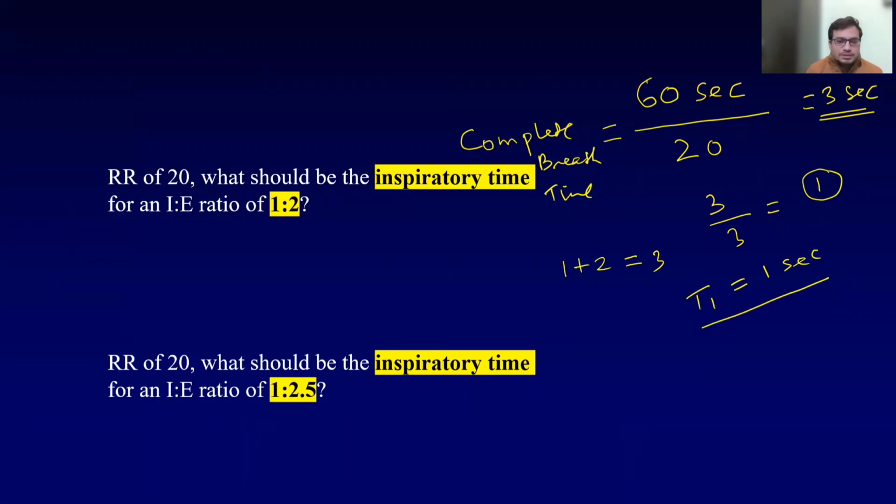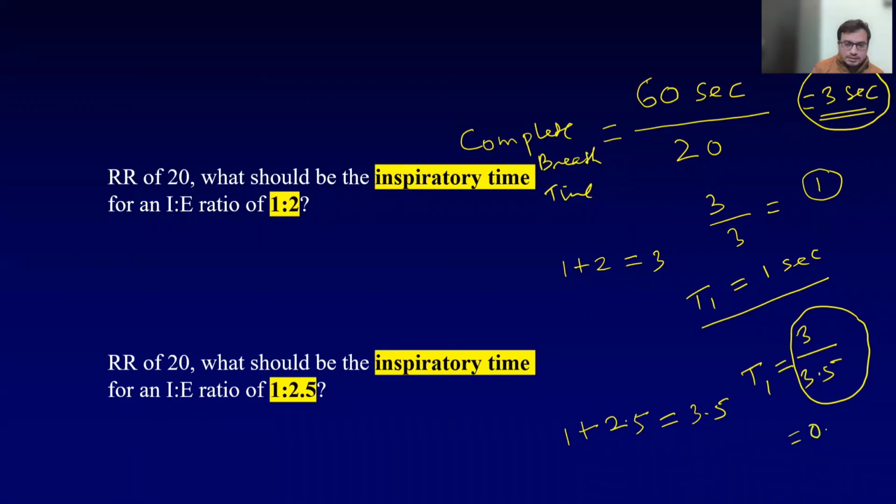Now another example. Now you want to calculate the inspiratory time for an I:E ratio of 1:2.5. So here nothing you have to do. 1 plus 2.5 is equal to how much? 3.5. Now what was your complete breath time? 3 seconds, correct? 3 seconds, which we have calculated. So 3 upon 3.5 will be your TI. In the second example, it will be 0.86 second, and the rest will be TE.